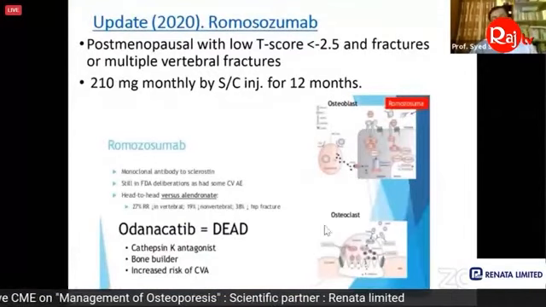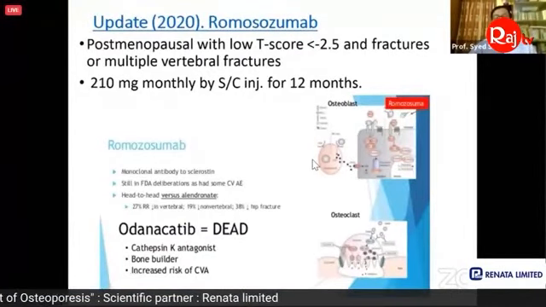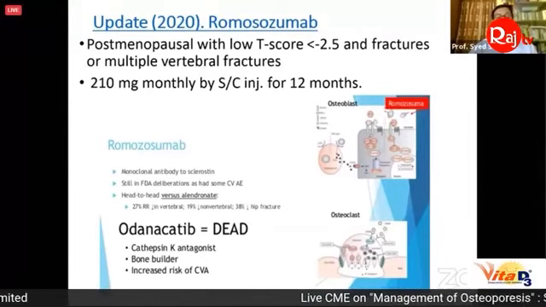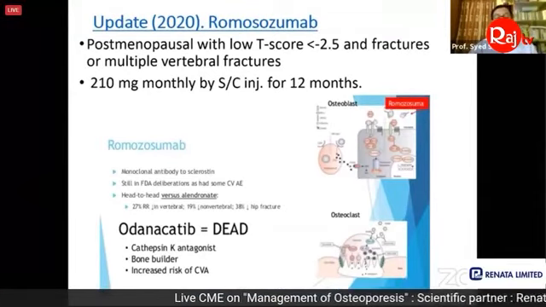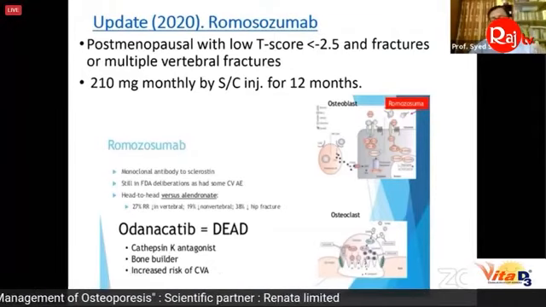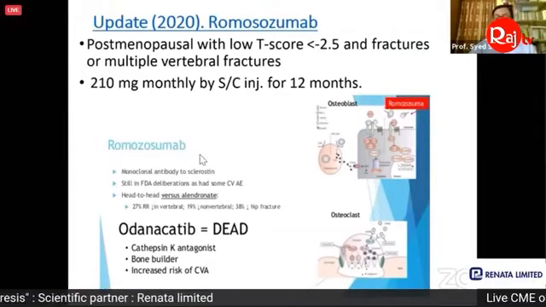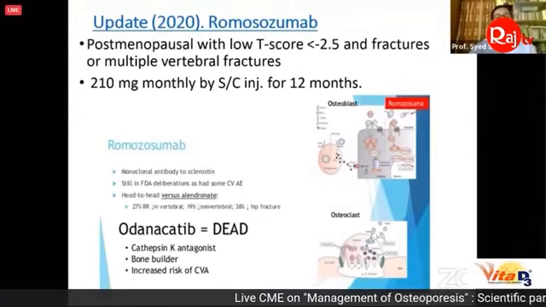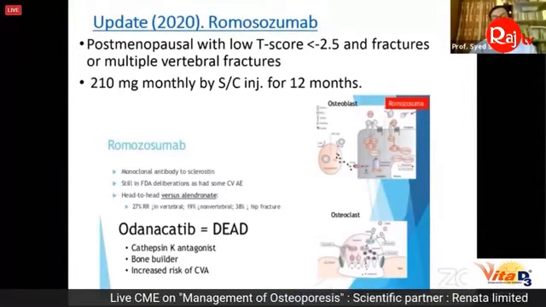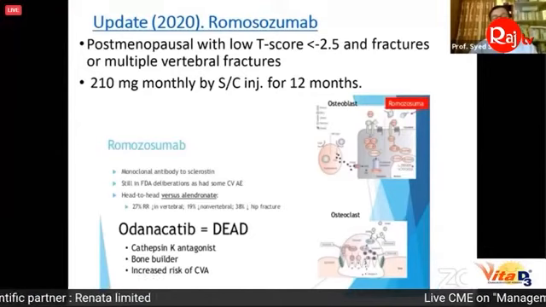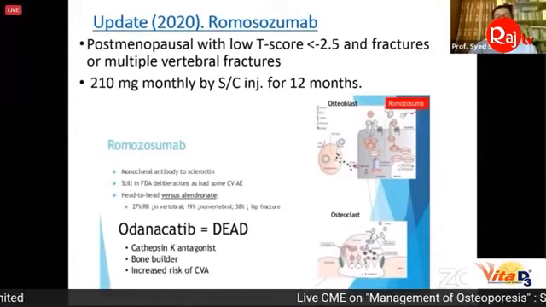This is the new update. Came in 2020, romosozumab, but in the FDA deliberation it had some cardiovascular problems, and cardiovascular incidents may occur. In this case, it is not widely used. The dose is 210 milligram monthly subcutaneous injections for 12 months.